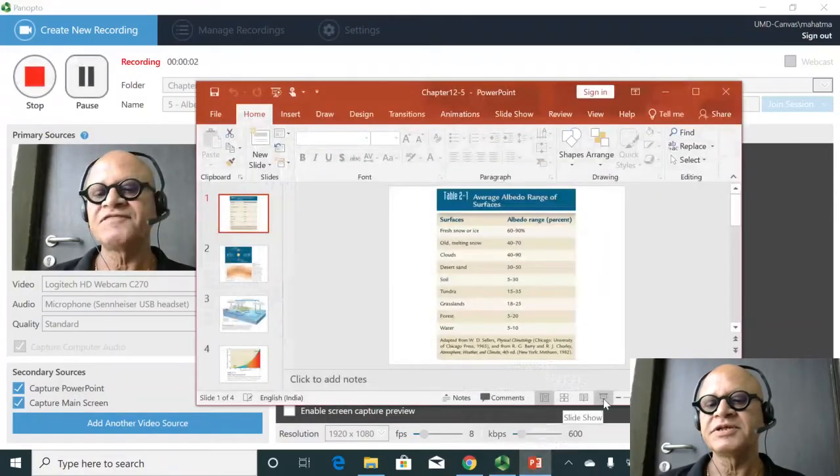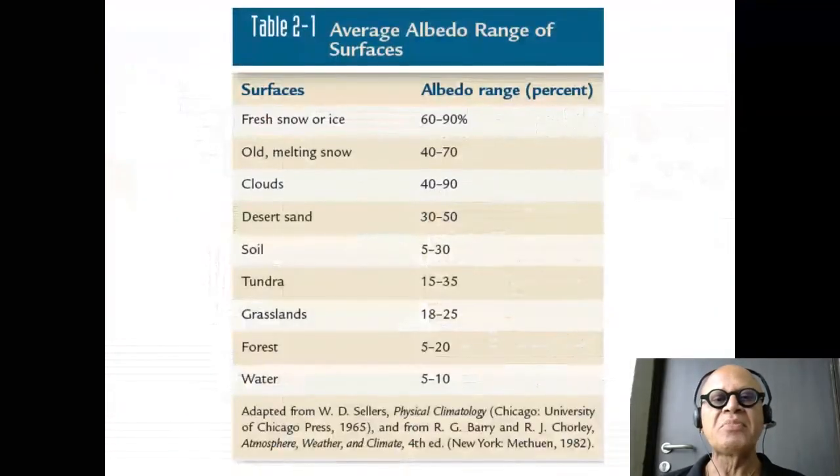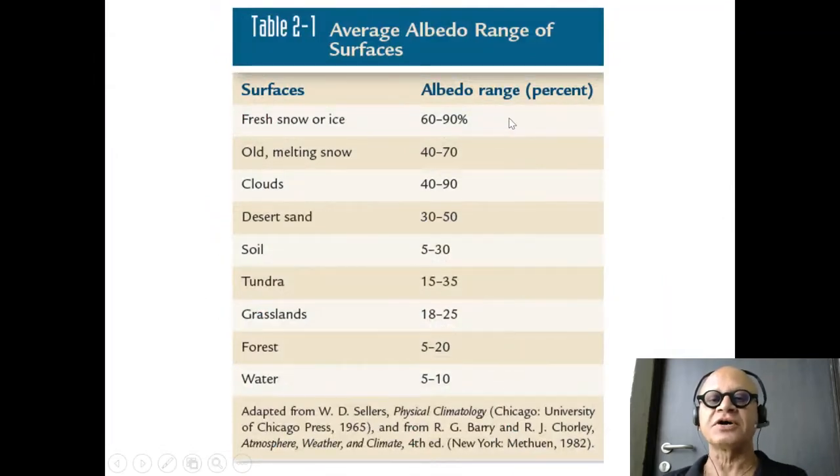Let's look at specific albedo numbers for various surfaces. Fresh snow and ice can be 60 to 90%. Old or melting snow is lower, darker, 40 to 70%. Clouds depend on whether they are high clouds, low clouds, deep clouds, and so on: 40 to 90%.